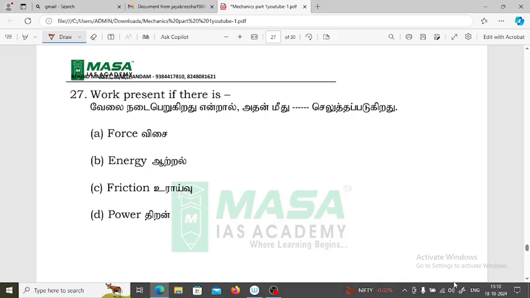Question number 27. Work present if there is dash applied on it. Very simple question. What is work done? Force into displacement. When we apply force, what happens? The object displaces, work happens.